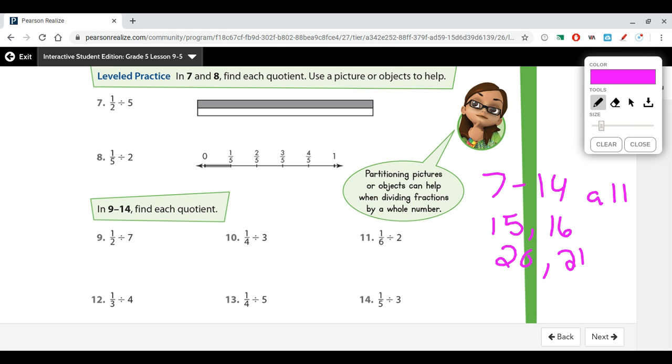And remember, you can do that keep, change, flip, where the first number stays the same. I change this symbol to multiplication, and then 3, I would write as 1/3. So let me just come back up here. So 1/2 I would keep. I would change this to multiplication, and then the 5 would become 1/5 because I can write it as 5/1. So keep, change, flip. Or if you would like to use a picture or the number line to help you, you may use the picture and number line to help you.